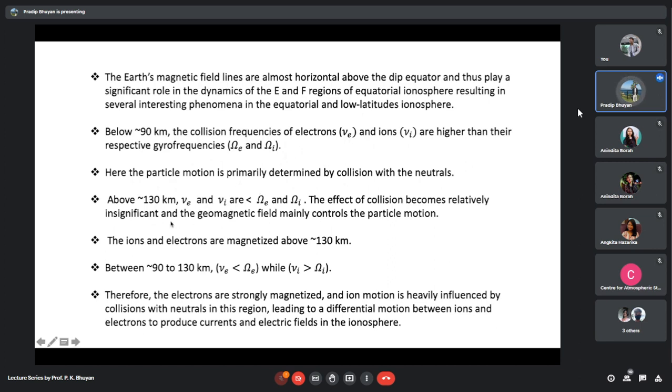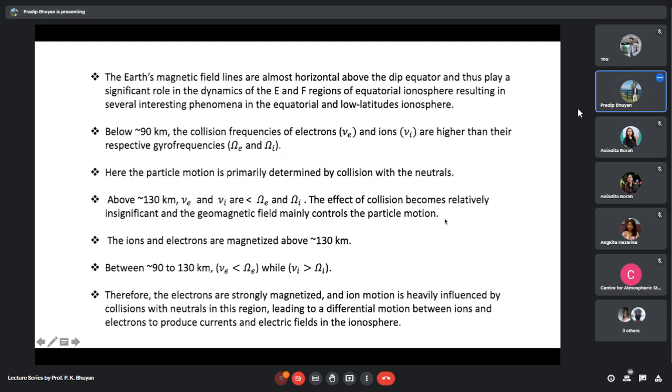So above 130 kilometer, you look at this. This is 90 kilometer. This is above 130 kilometer. Above 130 kilometer is what? F1 region. Here, nu E, that is the electron collision frequency, and the ion collision frequency are less than their gyro frequencies. Okay, that is fine. So the effect of collision becomes relatively insignificant, and the geomagnetic field mainly controls the particle motion.